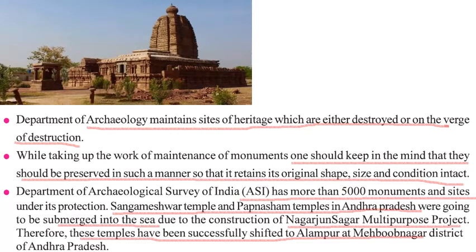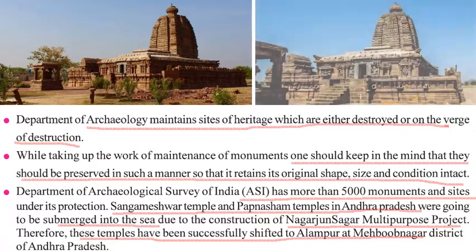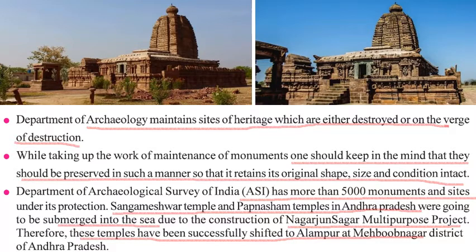The Department of Archaeology maintains the heritage sites which are either destroyed or on the verge of destruction. Let us take an example: the Sangameshwar temple and Papnasham temples in Andhra Pradesh were going to be submerged into the sea due to the construction of the Nagarjun Sagar multipurpose project. That's a dam. So these two temples were going to be submerged due to the rising waters of the dam.